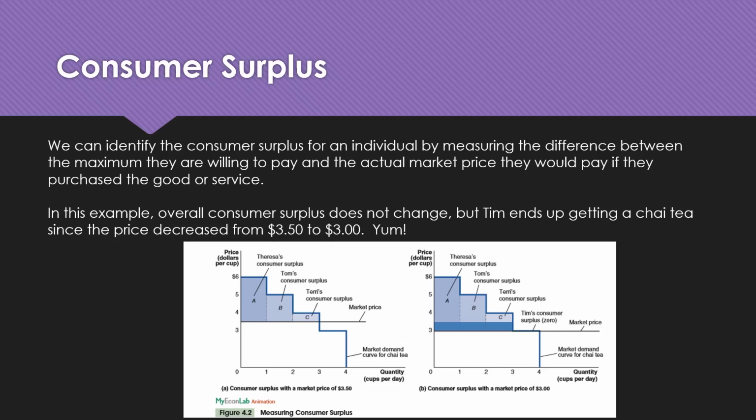And overall, because that price was lowered, our surplus increased by $1.50, from $4.50 to $6, because Teresa, Tom, and Terry each got an extra 50 cents in consumer surplus. It's still economic surplus, it's part of it, but specifically, they got an extra 50 cents per person in consumer surplus. So that's how consumer surplus is calculated.